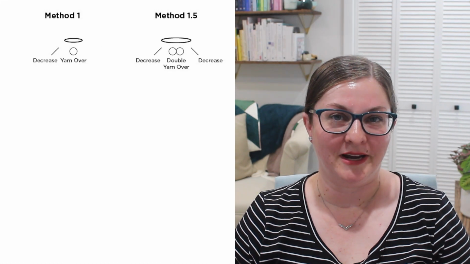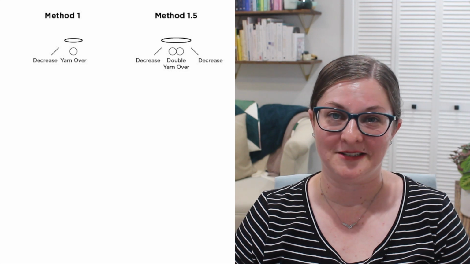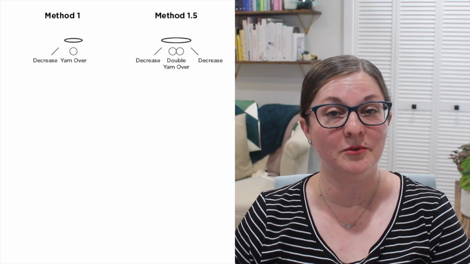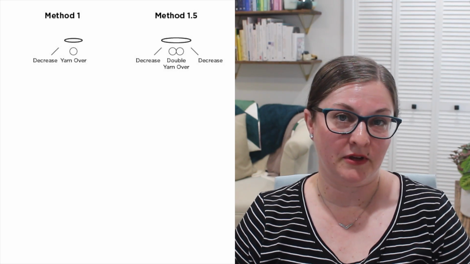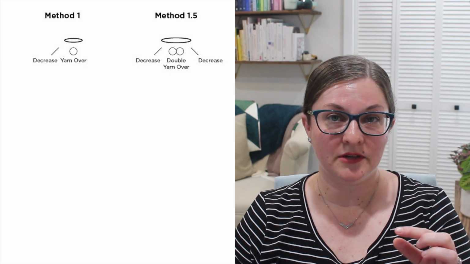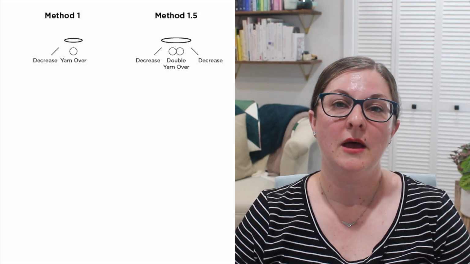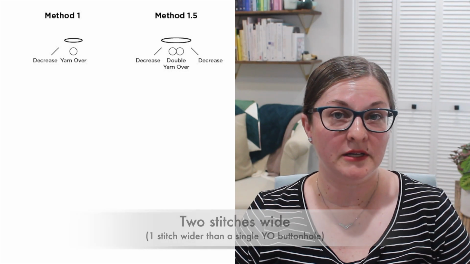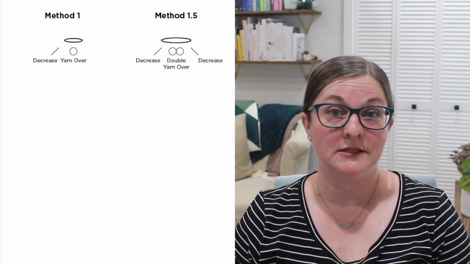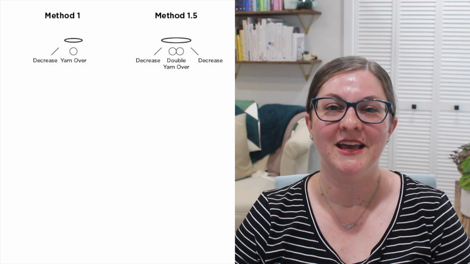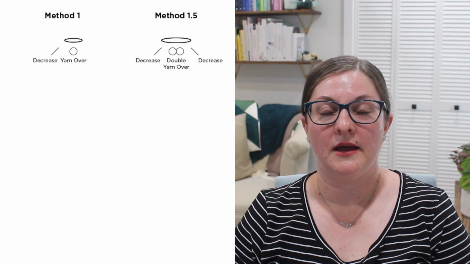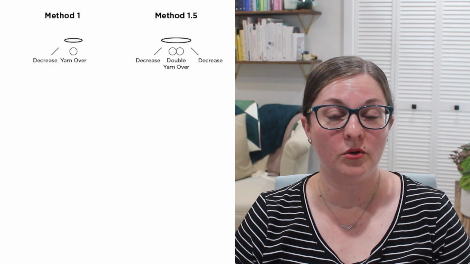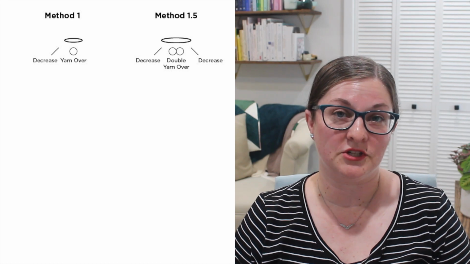I'm going to call this method 1.5 because it's really just a play on what I just said, is instead of doing a single yarn over with a single decrease, you can use a double yarn over with a decrease on either side of it. It doesn't change the vertical distance of your buttonhole, it's still just 1 row tall, but it'll now be 2 stitches wider. So if you have a fairly lightweight garment and you want to put a button that is not super tiny on your garment, you could use a double yarn over method. Again, though, you are still somewhat limited by your gauge. Your hole is only going to be about the width of 2 stitches wide.